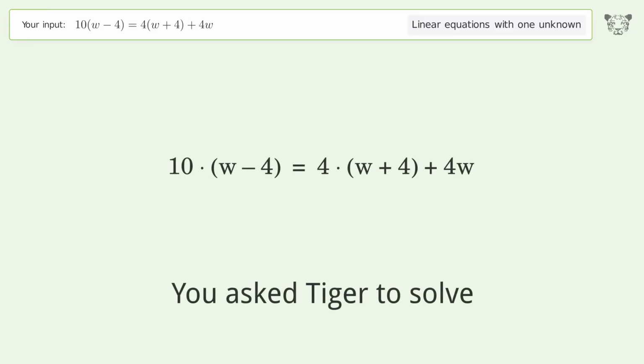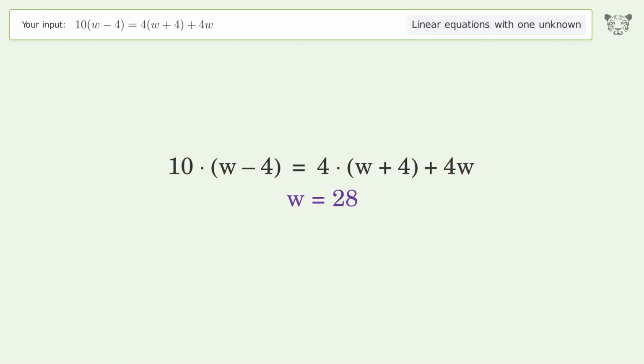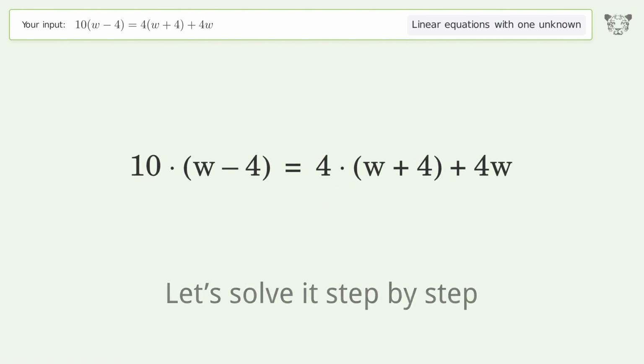You ask Tiger to solve. This deals with linear equations with one unknown. The final result is w equals 28. Let's solve it step by step.